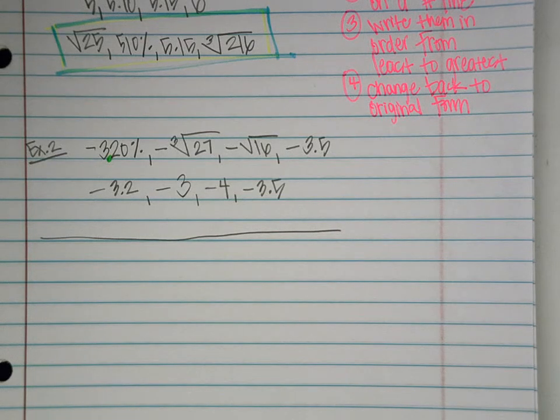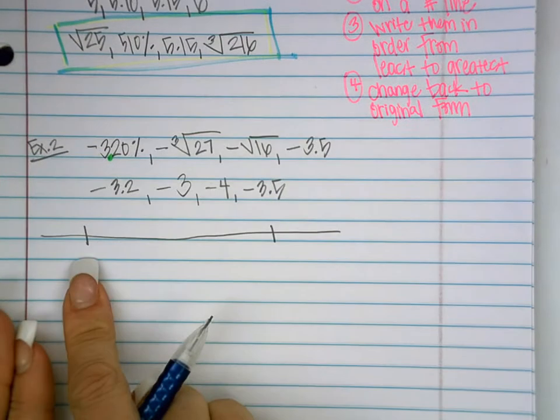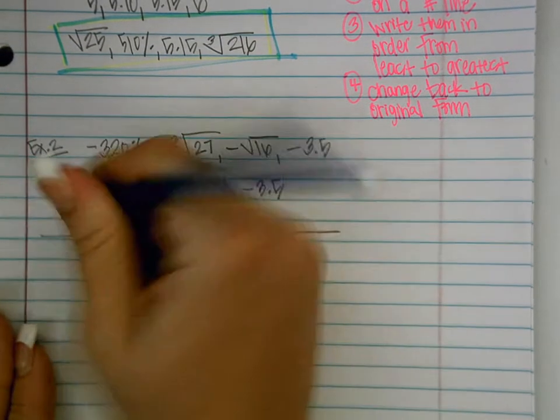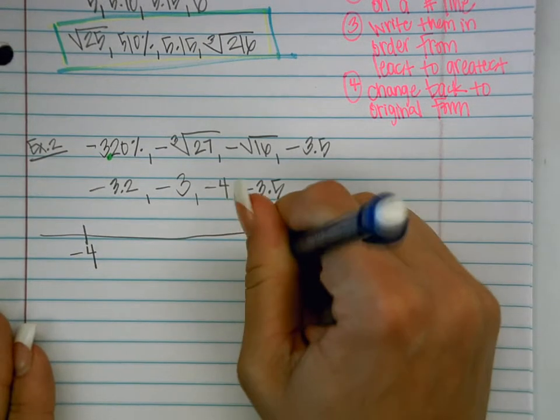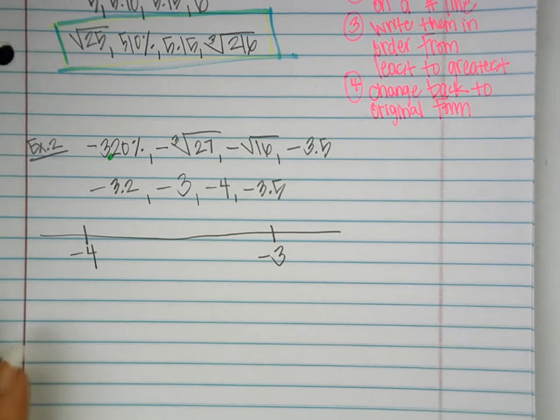But remember, once we go negative, which one's on the left? If I put 2 points here, which one's on the left? Negative 3 or negative 4? Negative 4. Okay, so think about your number line. So negative 3 and negative 4. Now, you've already placed 2 of your numbers. You're good. Now, let's place our others.